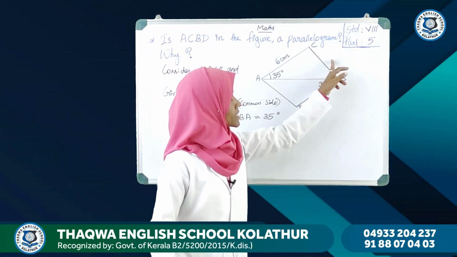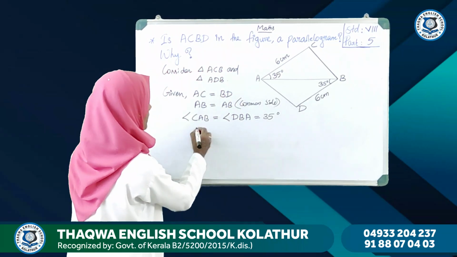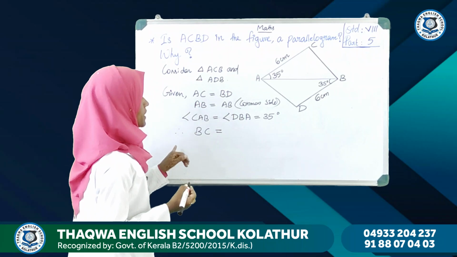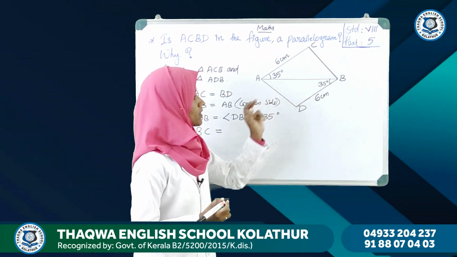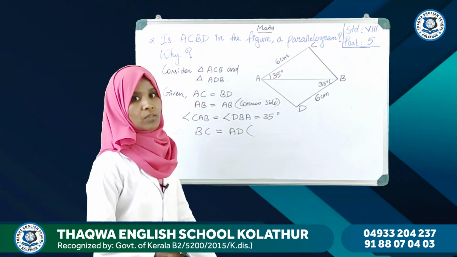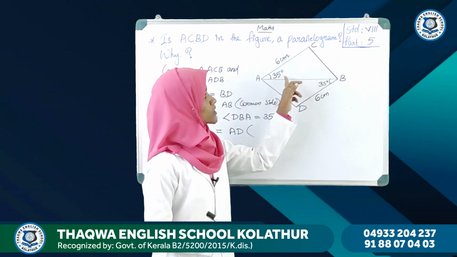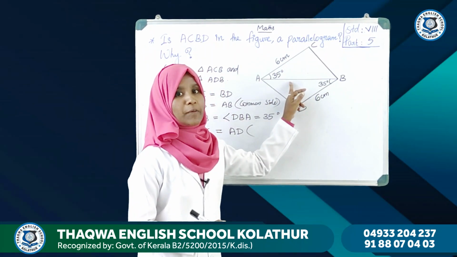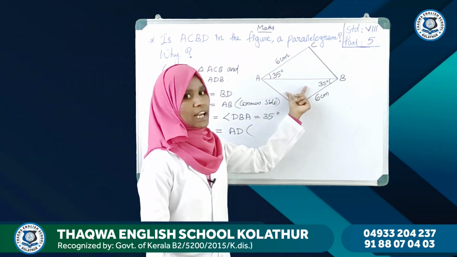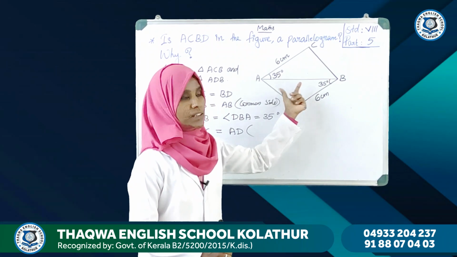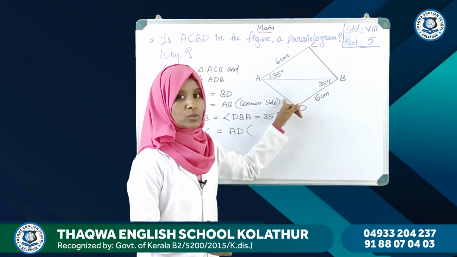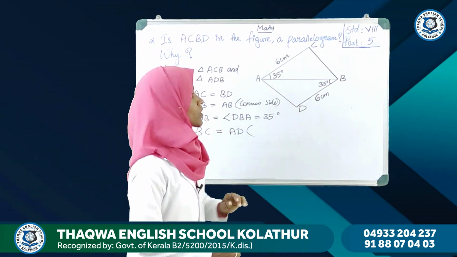What is the third side? Yes, BC equals AD. Why? The two sides and the angle made by them of both triangles, triangle ACB and triangle ABD, are equal. So the third sides are equal and the other two angles are also equal.